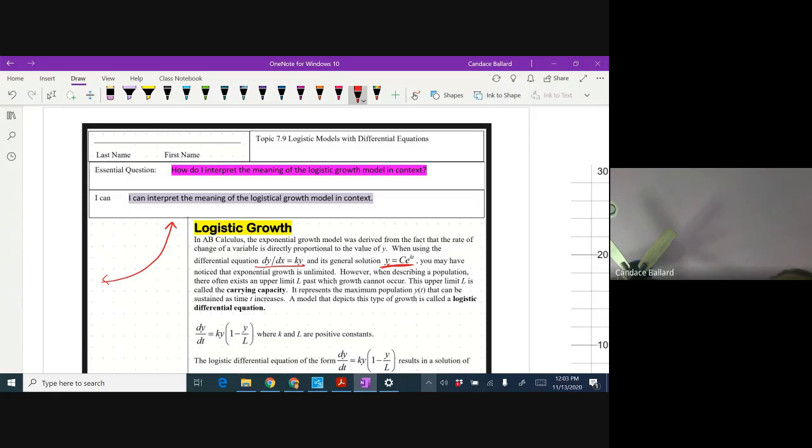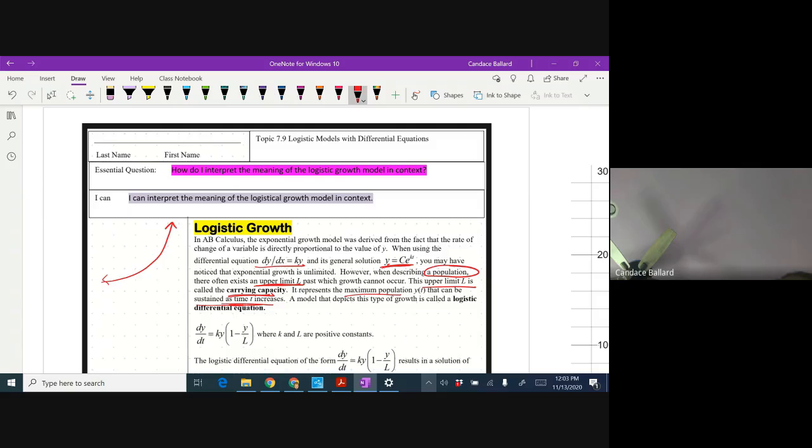However, when describing population, there often exists an upper limit. So when we have a population we are talking about, that's where we get this upper limit from, and growth can't occur past that. So the upper limit L is called the carrying capacity. You might want to underline that. It represents the maximum population that can be sustained as time increases. So the maximum population sustained with time.